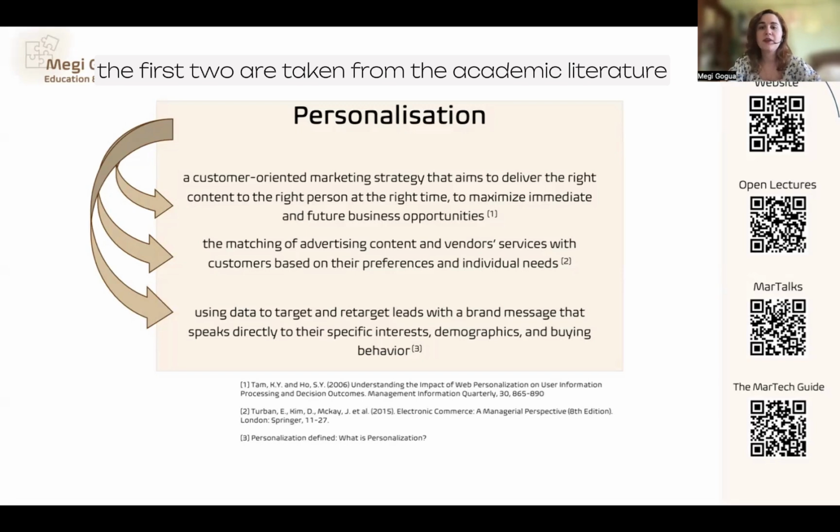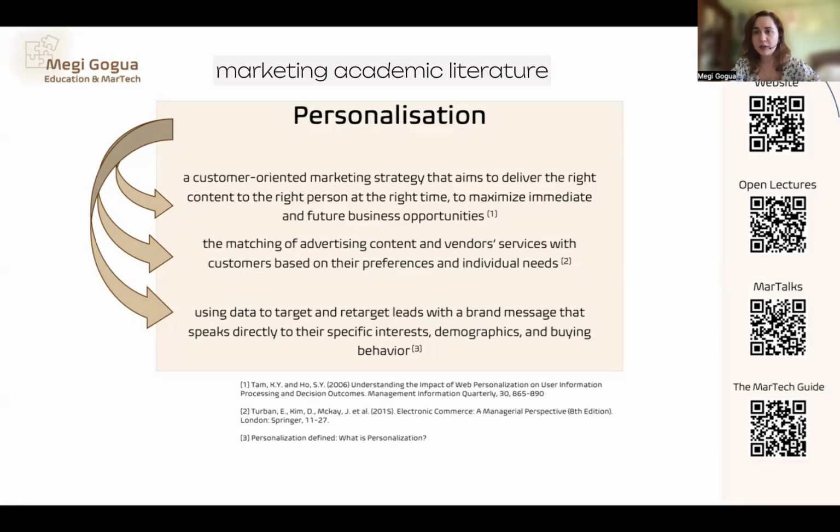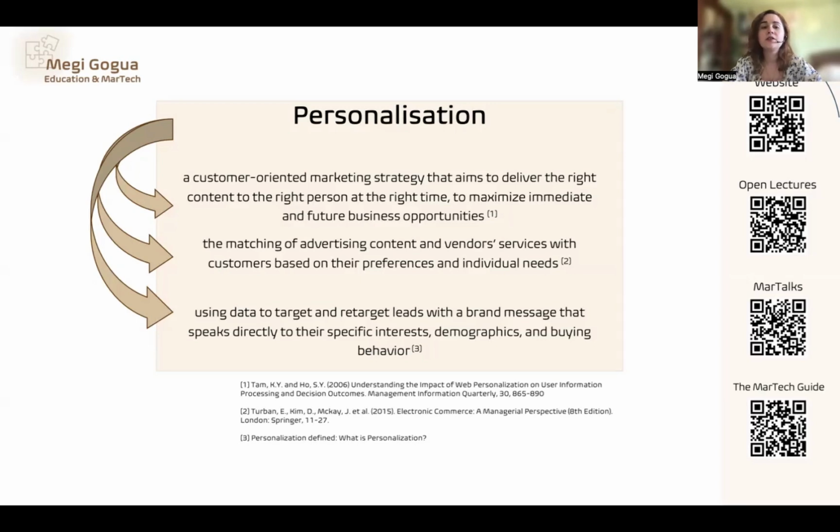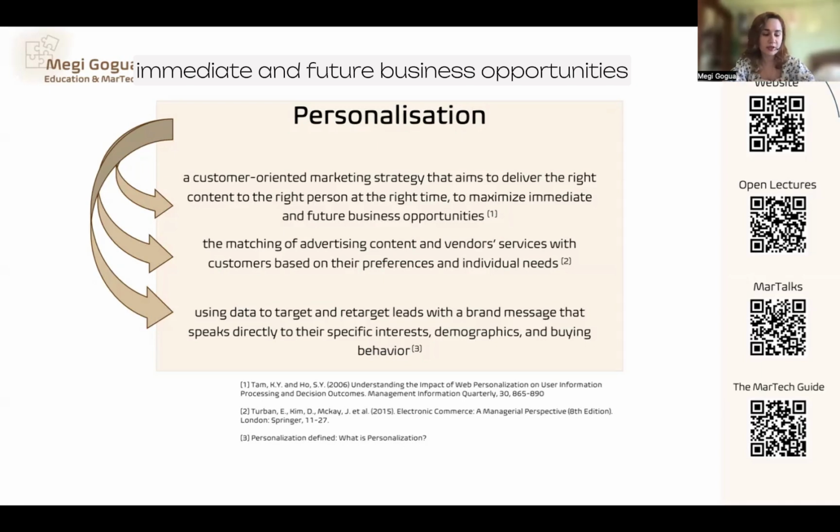The first two are taken from the marketing academic literature. The third one is from a Salesforce article, which is, as you know, a very good representative of different approaches of using personalization for marketing purposes. Let's start with the first definition. It is a customer-oriented marketing strategy that aims to deliver the right content to the right person at the right time to maximize immediate and future business opportunities.